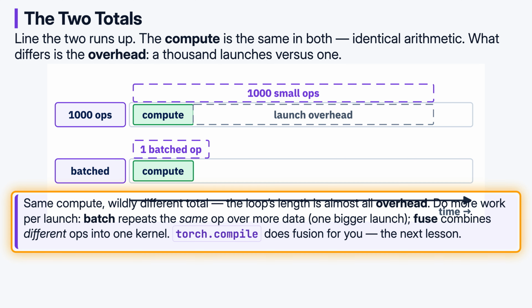The method is one line, do more work per launch. Batching repeats the same op over more data in one bigger launch. That is our worked example. Fusing combines different ops into one kernel. Torch Compile does fusion for you automatically. That is the next lesson.